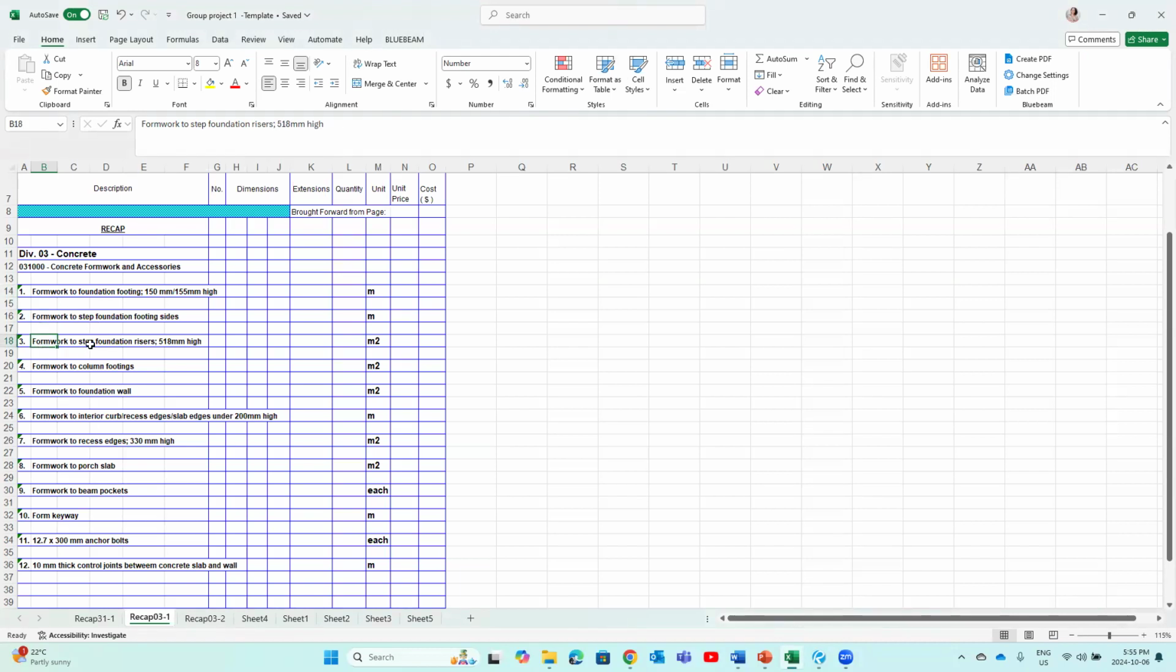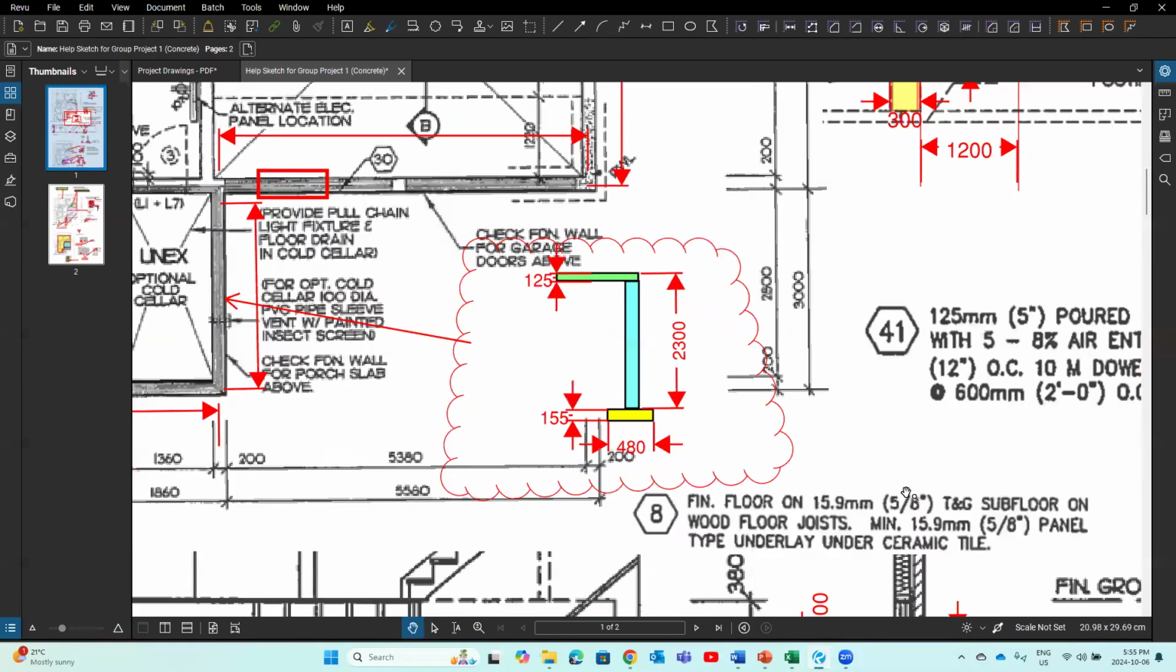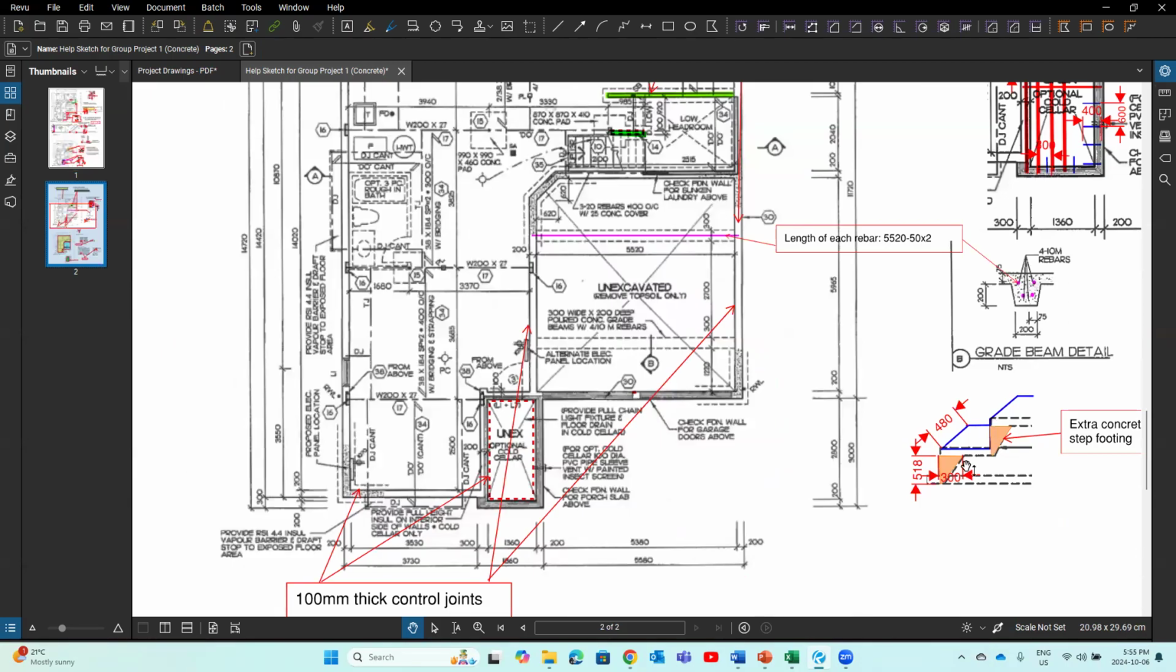Number 3, formwork to step foundation riser, 518 millimeter high. That's right here. If you look at the 3D drawing, I think I have a 3D. That's this piece. If we just look at the footing, the step footing goes this way, right? How do we build this step footing? Other than the sides, we need to put the formwork at both sides. We also need to put formwork here. Let's draw that.